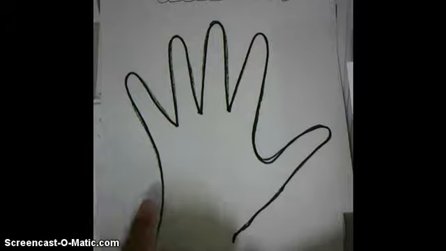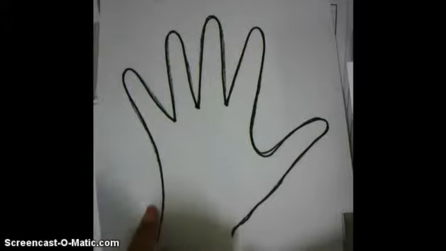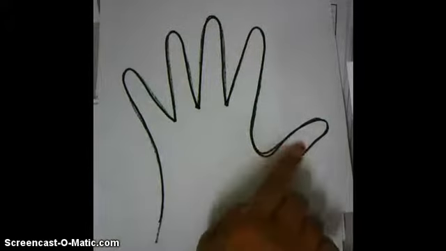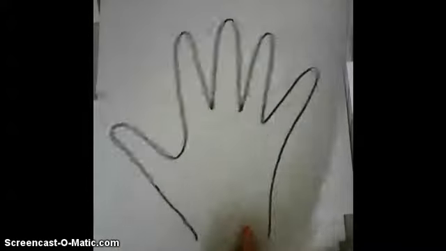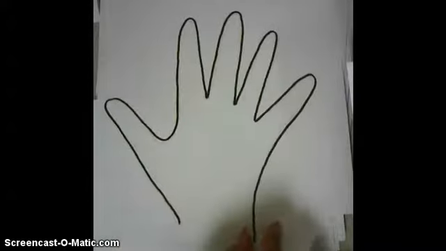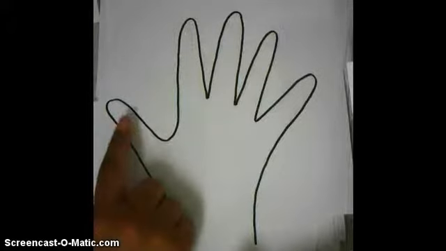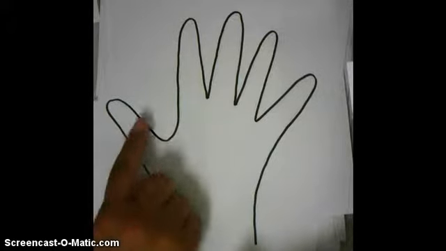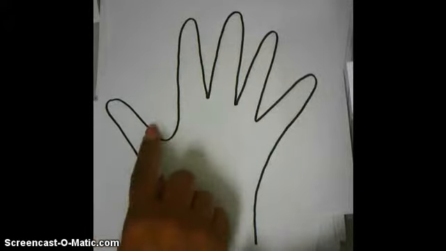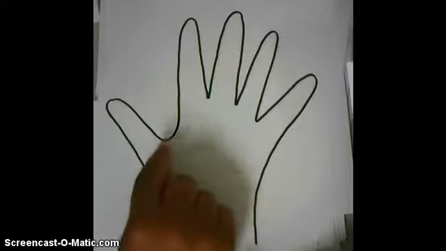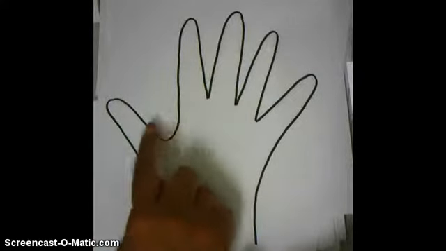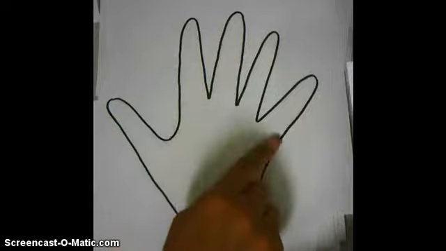Now, if you are right-handed, your hand should look like this with the thumb on the right side of your paper. However, if you are left-handed, then your hand would look like this with the thumb on the left side of the paper. Now, when we do this activity, the information that we're going to put on the hand is not finger specific, but reading left to right.